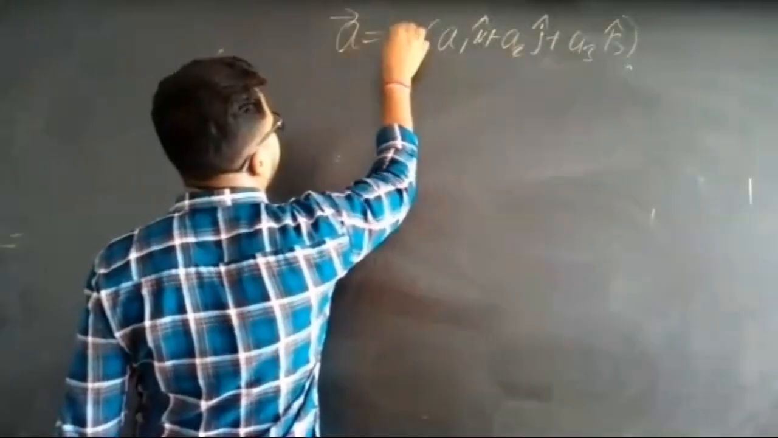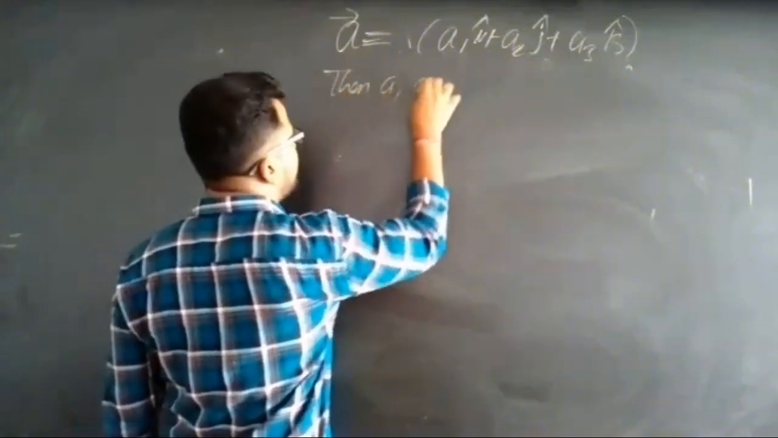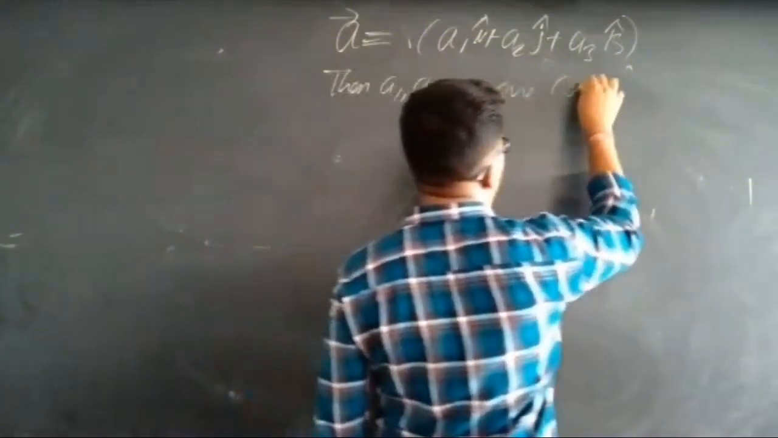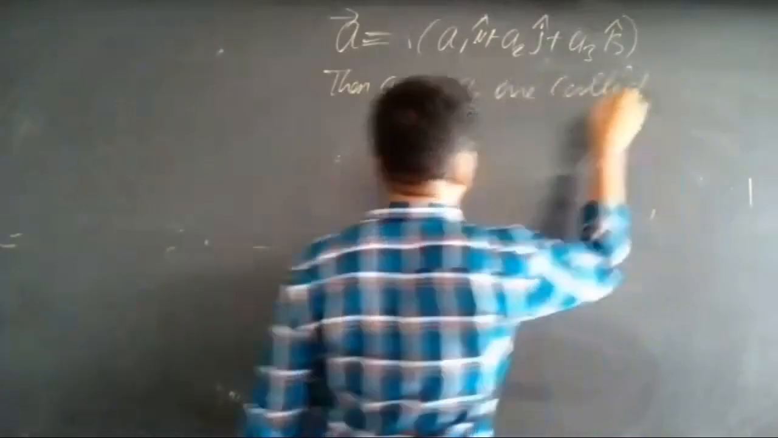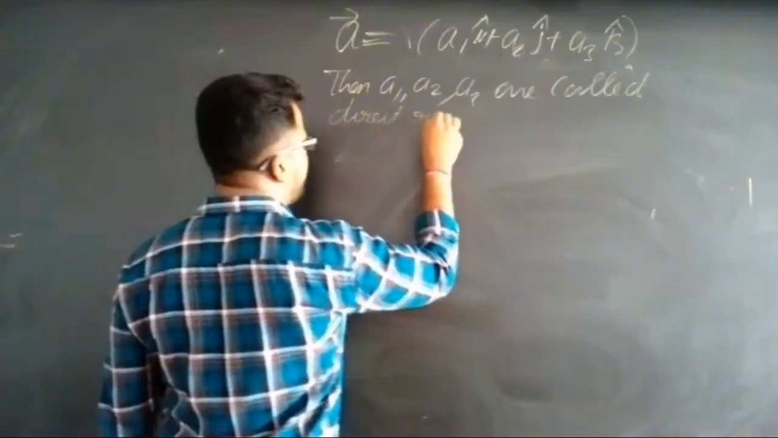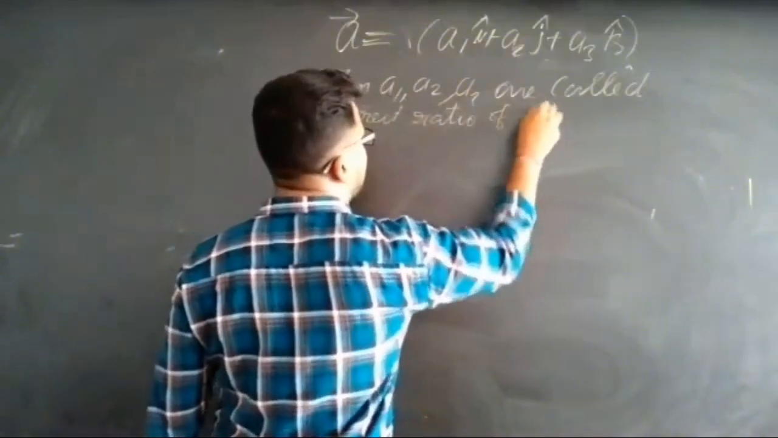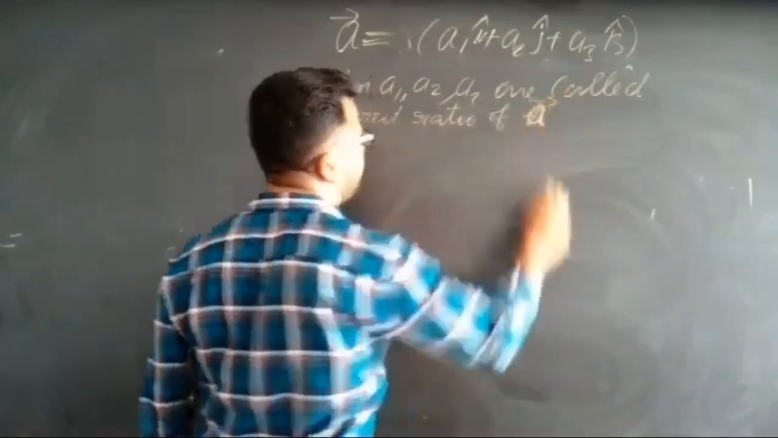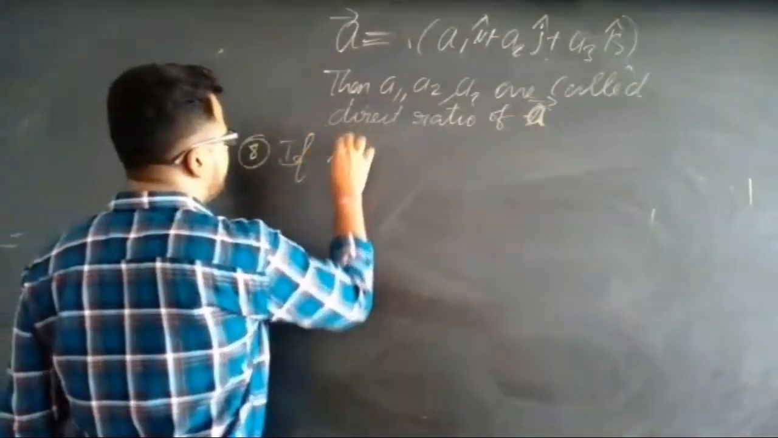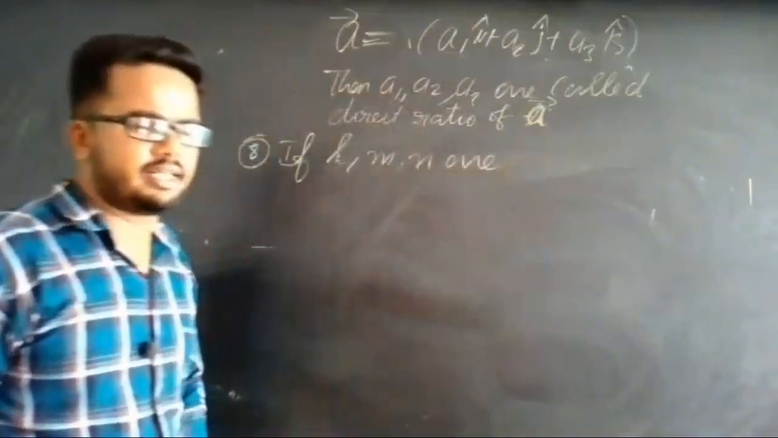If vector A is given, then A1, A2, A3 are called direction ratios of A. Direction ratios of a vector. Problems are very simple, guys. Now, if l, m, n are direction cosines, you can write like this, guys.